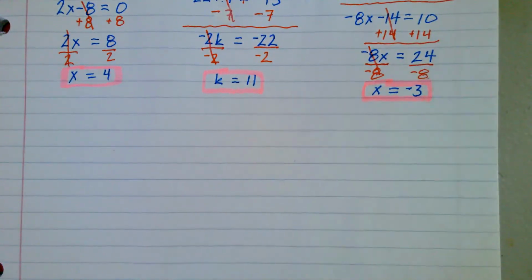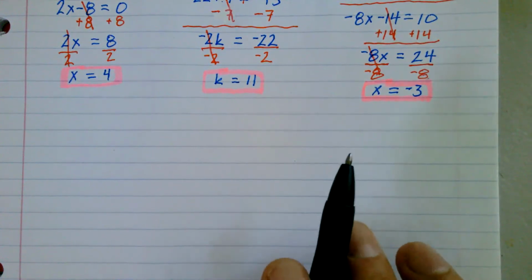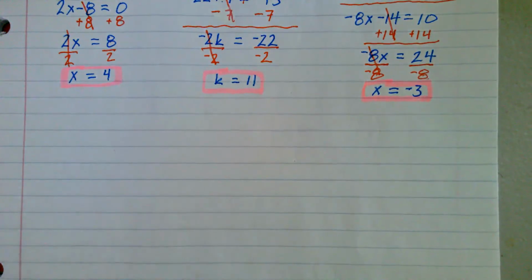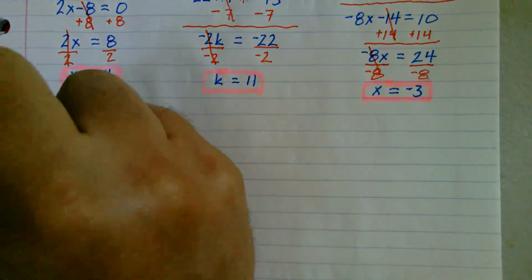That's the other reason I kind of like it. It looks a little cleaner, neater, more professional when your variables are on the left and the numbers on the right. Okay, we got a couple more to do. So we got number 6.